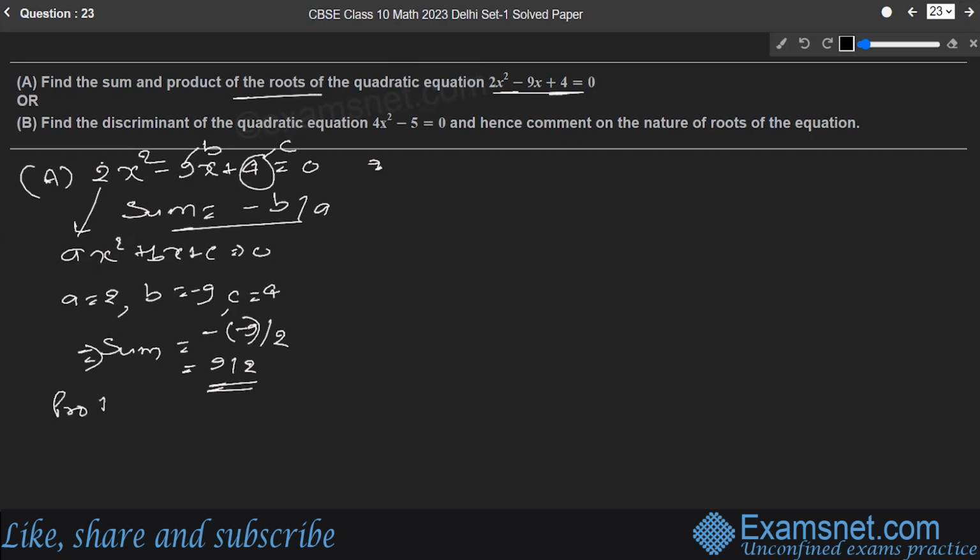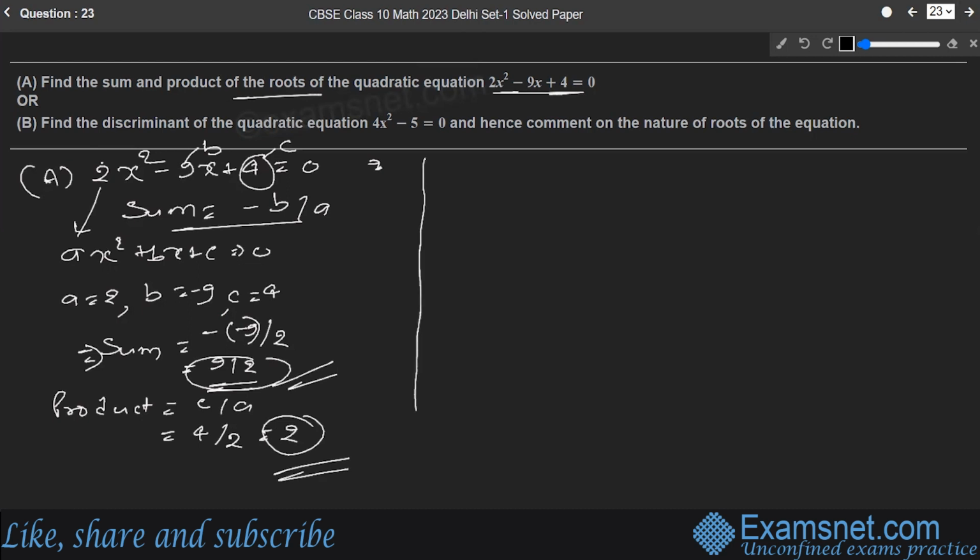Let us see the product. How do we find the product? Product is nothing but c by a. We have c value as 4 and a value as 2, so 4 by 2 is nothing but 2. So this is the product and this is the sum. They had asked to find the sum and the product, and that has been calculated.